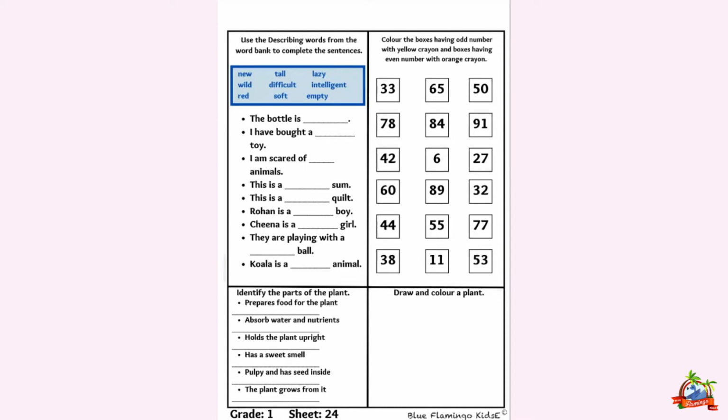Question is, use the describing words from the word bank to complete the sentences. What we have to do is use describing words, means adjectives. What are describing words? Adjectives are called describing words, which are used to describe a noun or a pronoun.